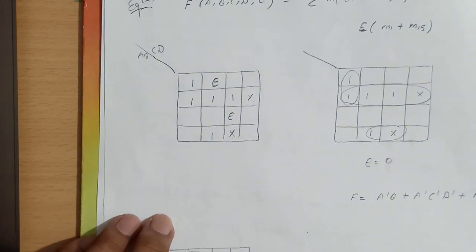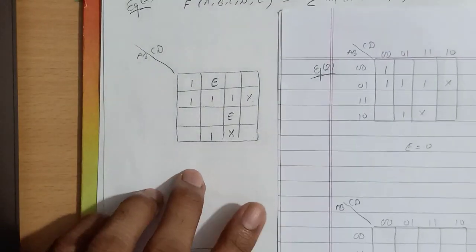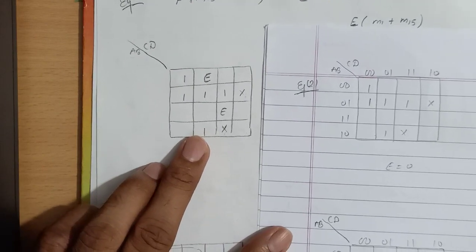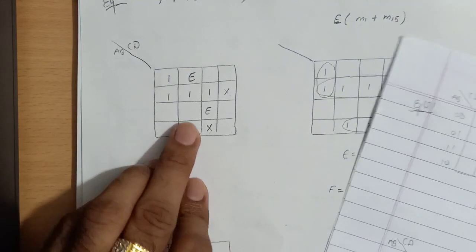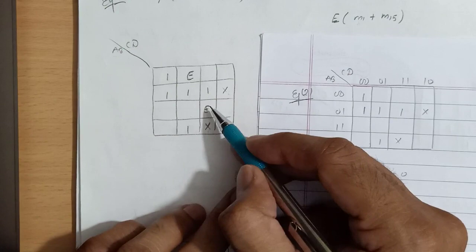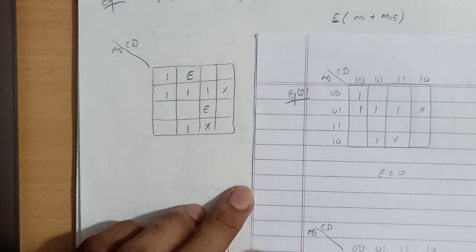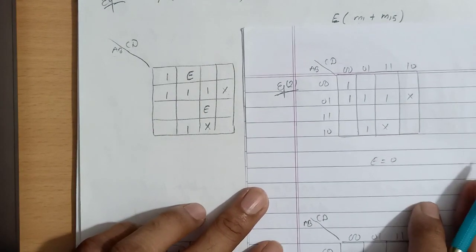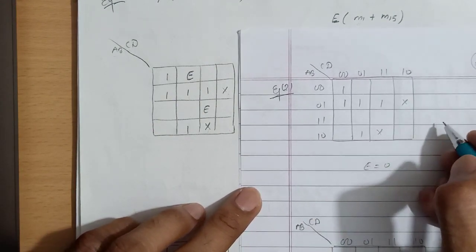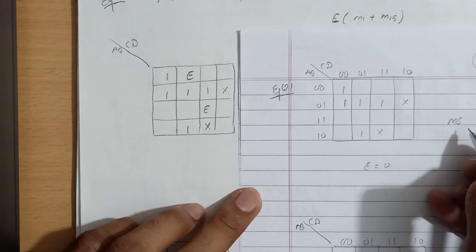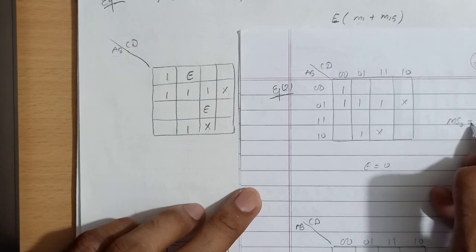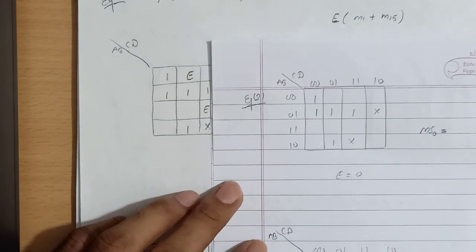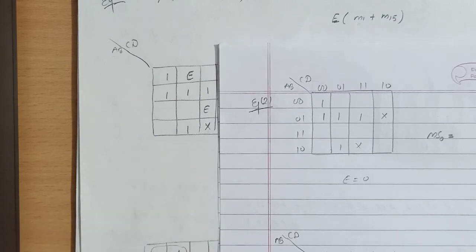Okay, so now we have to solve this function. In the first step, we will make e equal to 0, because here only one variable is inside the map. So this will be the required K-map. Whatever solution we get for this K-map is called MS0.